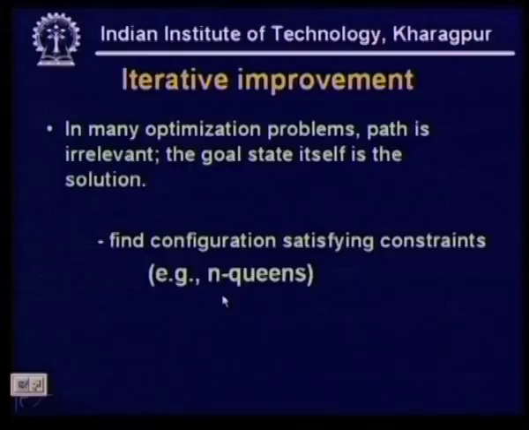Another example of a problem is the n queens problem, where we have an n by n chess board and we have to put n queens on the board so that none of the queens are attacking each other. For this problem, once we have the final configuration, we know the solution. It is not obvious how we can get a solution, so we can define n queens as an optimization problem, which we will see.